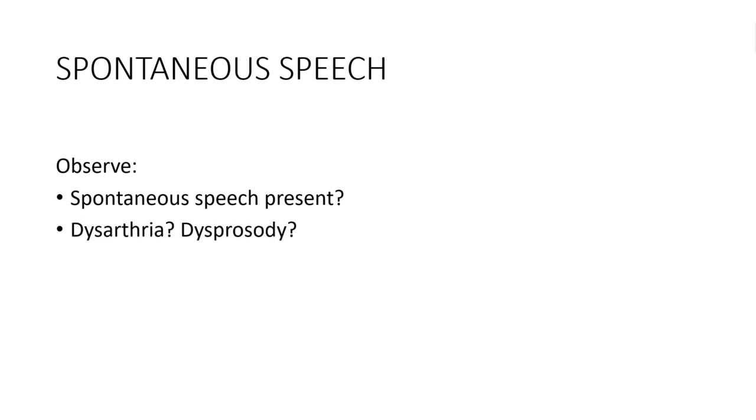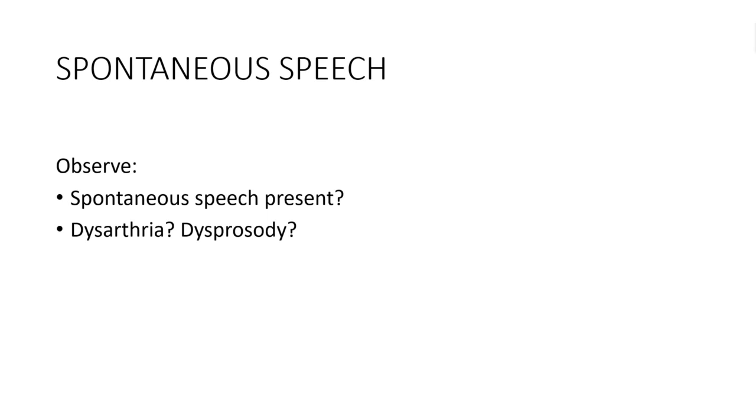So after we've asked the patient to speak about his day, what do we observe for? We see if spontaneous speech is present at all in the first place. There are some people who have severe aphasia and are not able to talk at all. And if they are talking, we look for any obvious dysarthria or dysprosody. So what is dysarthria? What is dysprosody?